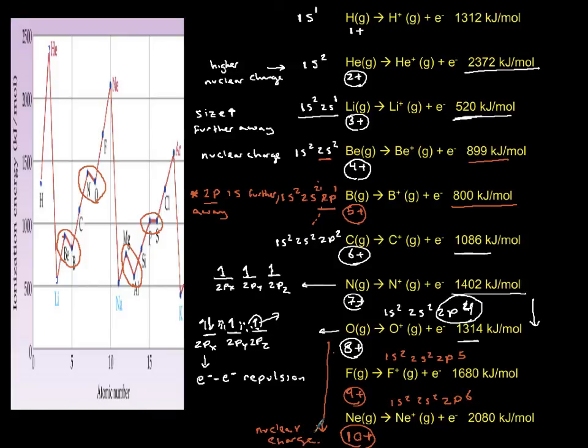So practice this. Look at anomalies, because every time you walk into an exam, IB teachers love to look at exceptions and challenge you on that. Why are there drops rather than a normal increase?